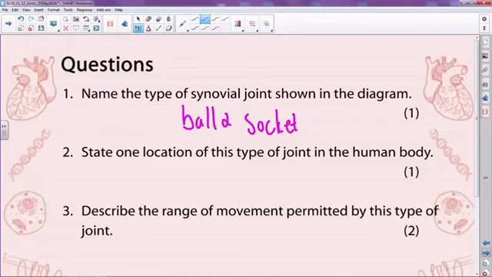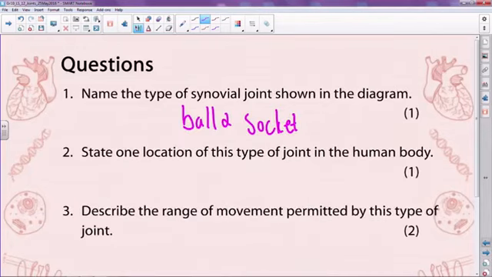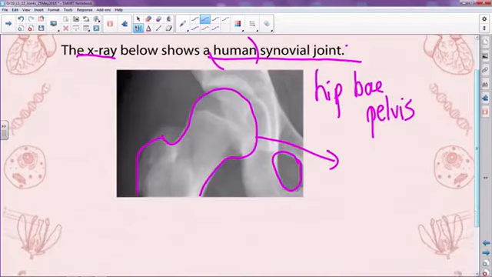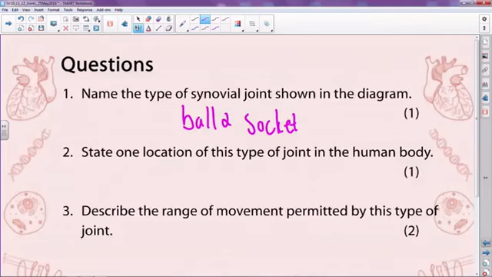Right, now question number 2: state one location in the human body. Okay, it would be fine if you said in the shoulder, but if you have recognized this as the hip bone, or the pelvis, then I would suggest that your answer would be the type of joint in the human body, the pelvis or the hip bone with the femur.